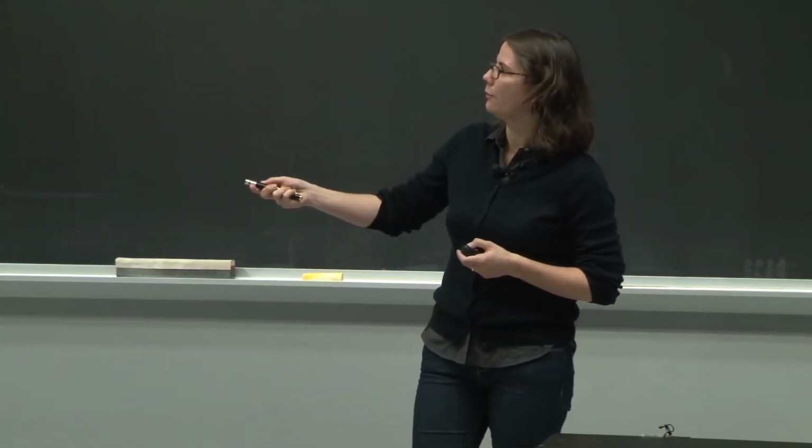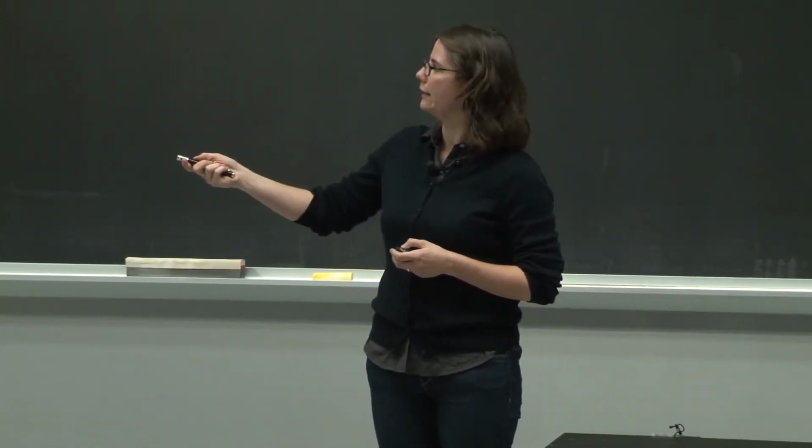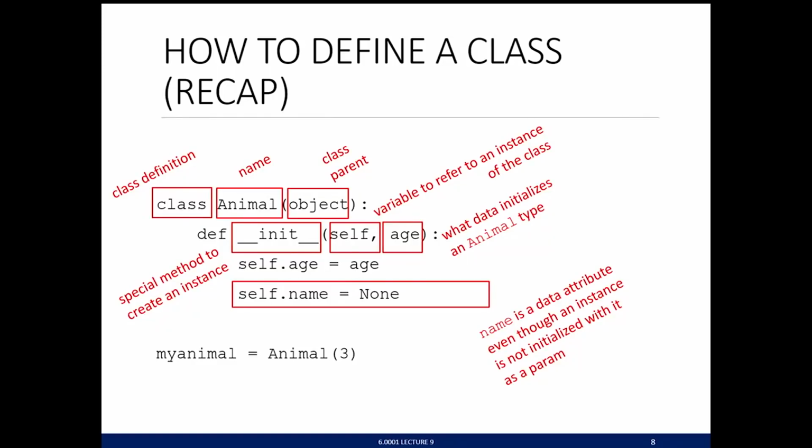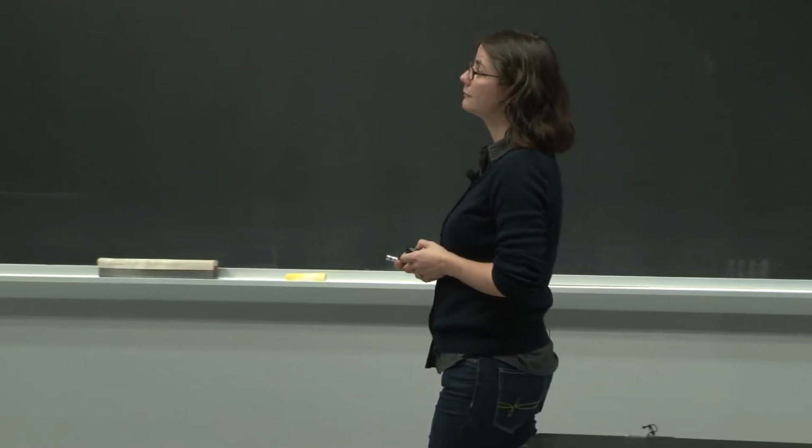Later on in the code, when I want to create an animal object, I say the class name, and then I pass it in whatever parameters it takes, in this case the age. And I'm assigning it to this instance here. Okay?